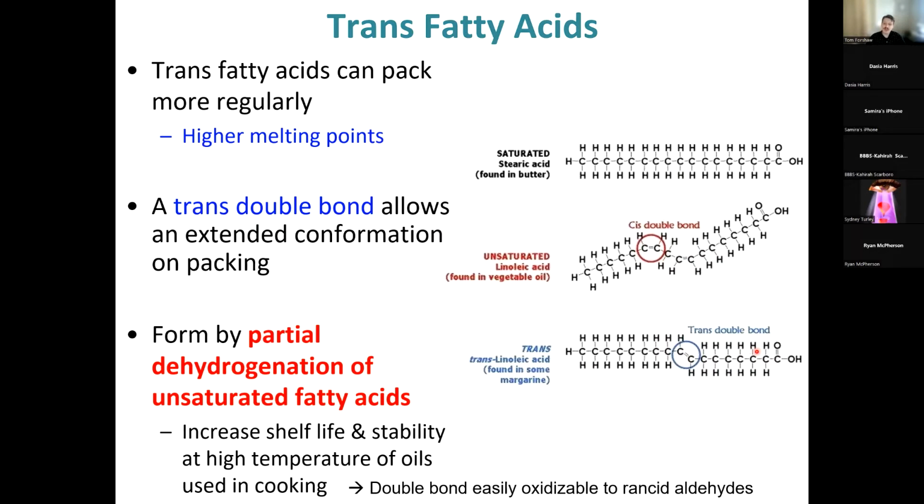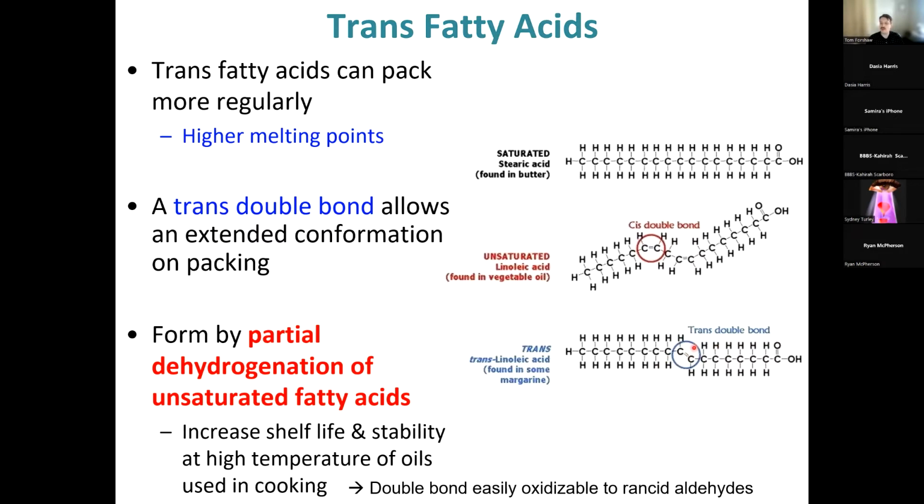This isn't actually really done because of the conformation and the melting point, the physical properties. It's mainly done because double bonds can be oxidized. They can oxidize to make aldehydes, and aldehydes make food rancid. So double bonds are easily oxidized even by oxygen in the air. So if you remove the number of double bonds, you remove the amount that can be oxidized, so it has a longer shelf life and has better stability as well.